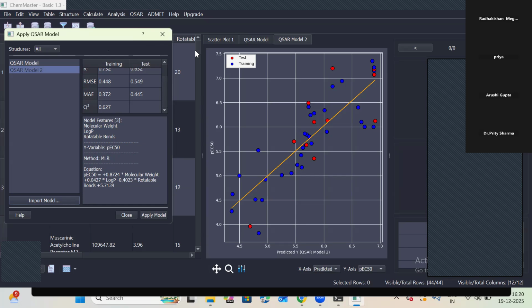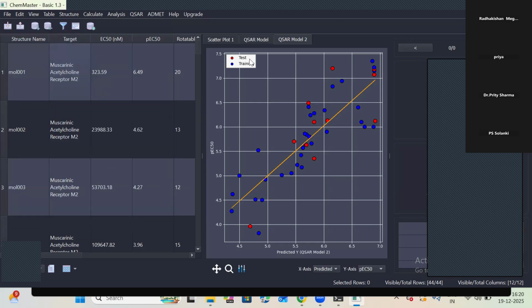With that conclusion, the 3D QSAR will be continued by my fellow scholar Zarina. Can you share this tool, ChemMaster Basic 1.3? Yes, I will share that tool. Just share the tool so that they can use it.